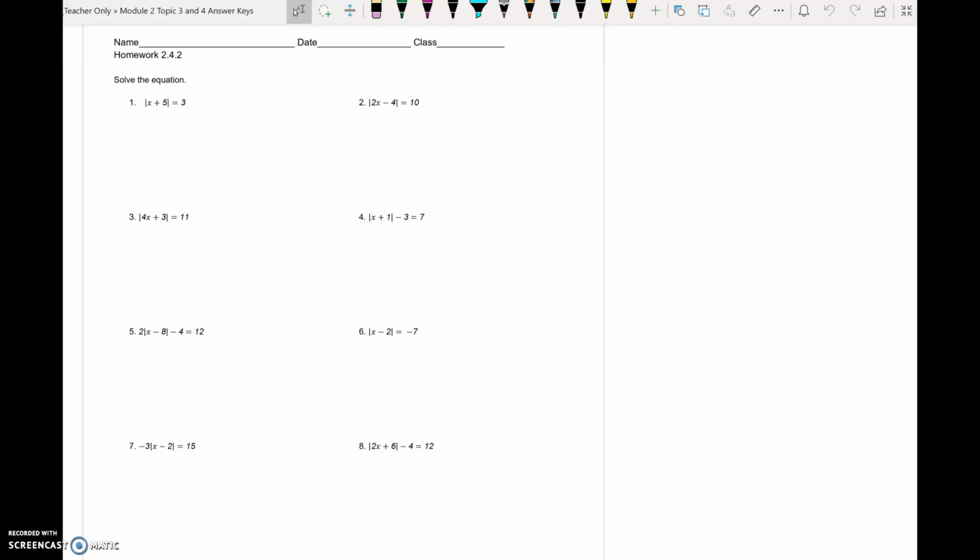So the first one I want to start with is number 4. The reason I want to start with that is, remember from our video, you're looking at distance here. And right now, there is something happening outside the absolute value sign, a -3. So I need to get the absolute value sign alone before I do the positive and negative distance. So I'm going to go ahead and add 3 to both sides, and I'm left with the absolute value of x plus 1 equals 10.